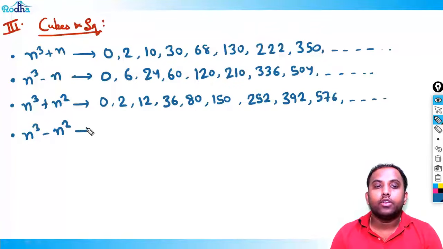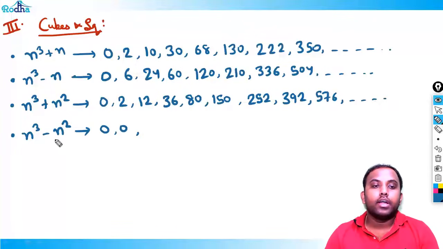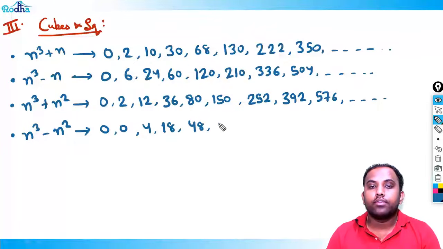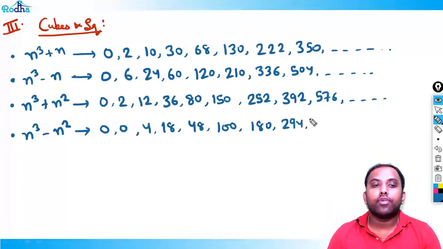Okay, and then n cube minus n square. At 0 it is 0, and at 1 also it is 0. At 2 it is 2 cube minus 2 square, which is 4. 3 cube minus 3 square is 18. 4 cube minus 4 square is 48. 5 cube minus 5 square is 100. 6 cube minus 6 square is 180. 7 cube minus 7 square is 294. 8 cube minus 8 square, 512 minus 64, is 448. 9 cube similarly, and you go on. So you should understand this pattern.